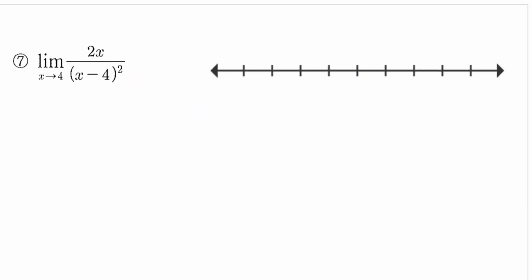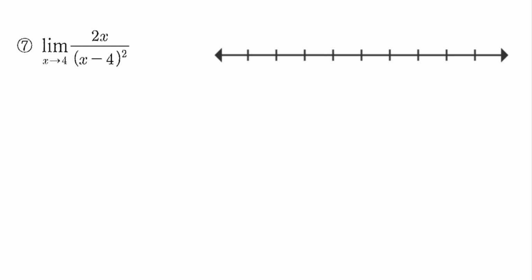Let's go on to question number 7 now. Question number 7 is also a bit tough here because we're approaching 4, but I don't know if we're approaching it from the left or the right, so we need to do 2 limit statements here. So as x approaches 4 from the left, and we also have to do a limit as x approaches 4 from the right.